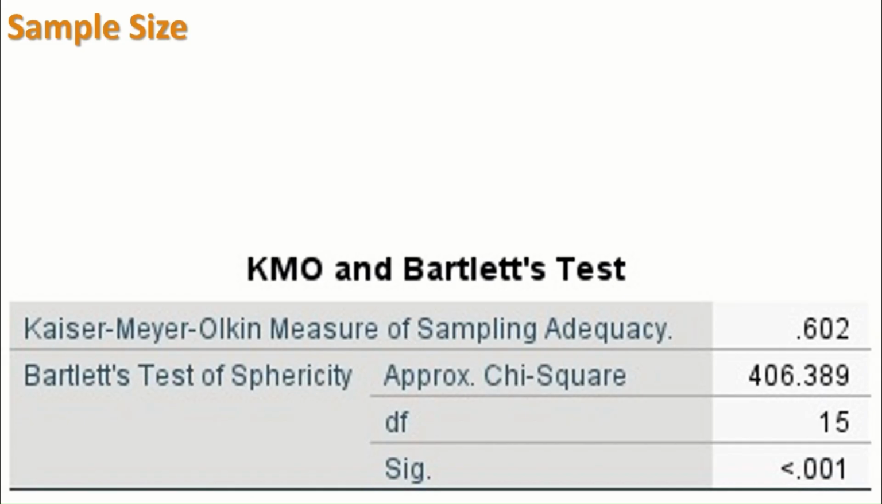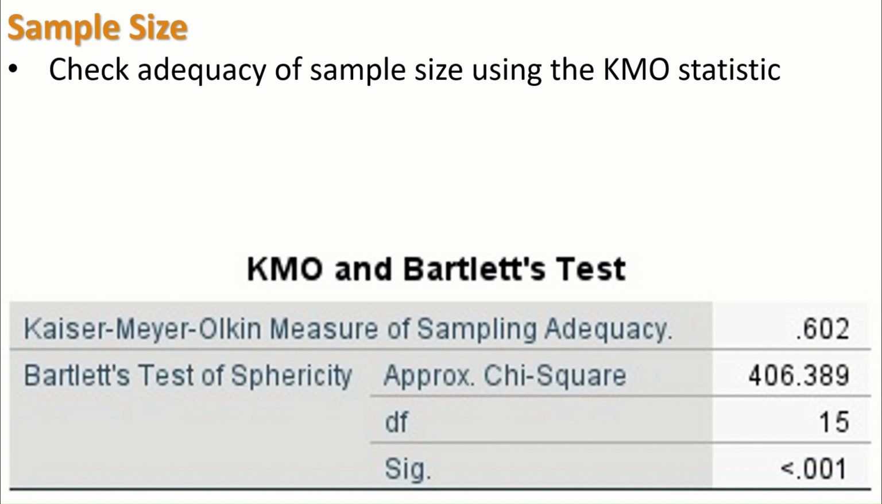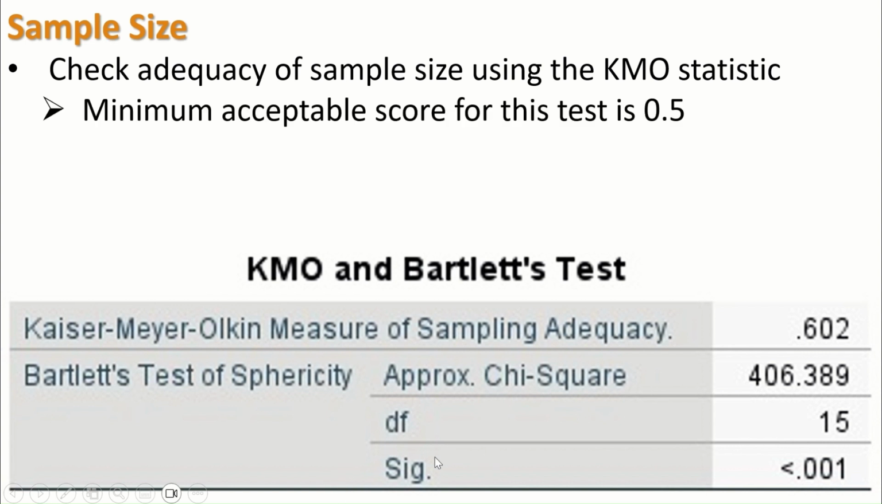The next step is to check the sample size adequacy. To check sample size adequacy, use the KMO statistics as shown here. The sampling adequacy is given a value in this table, it is 0.6, and the p-value is less than 0.05. The minimum acceptable score for this test is 0.5. Anything above 0.5 is considered to be enough data or sample size to perform the EFA. The p-value has to be less than 0.05.